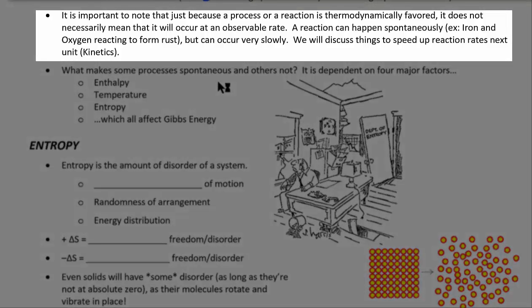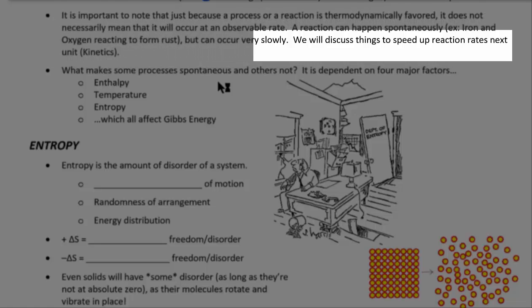So just because a process or a reaction is thermodynamically favored, it does not necessarily mean that it will occur at an observable rate. In other words, that we can see it in a matter of minutes or hours. Like we can see salt dissolve in a matter of minutes. We can see water freeze in a matter of hours. But we can't see iron and oxygen reacting to form rust in a matter of minutes or hours. This usually takes days, sometimes weeks at room temperature and pressure, but it is spontaneous. We're going to discuss things to speed up a reaction next unit. We've already done that in kinetics. Let's talk about the next thing.